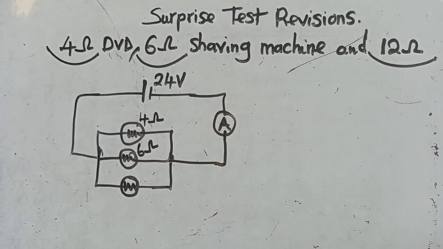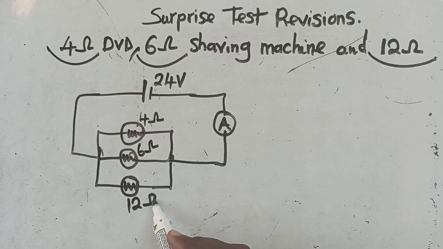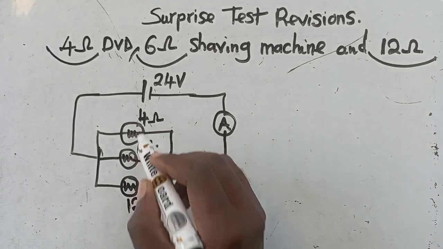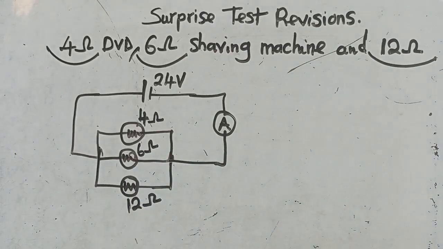This one, I'll just say 6 ohms. This is like a shaving machine. And this one that is here, this is 12 watt, 12 ohms. So this is what you were supposed to do. So this is a simple circuit diagram to represent that connection.